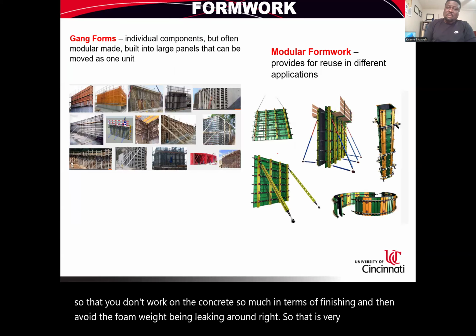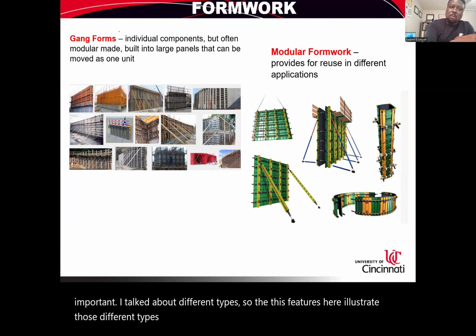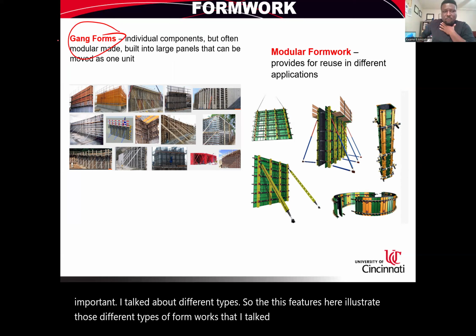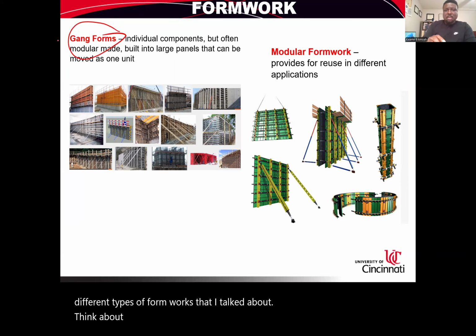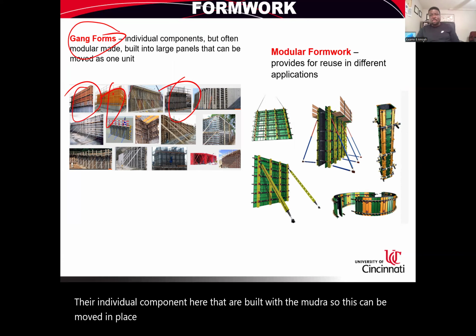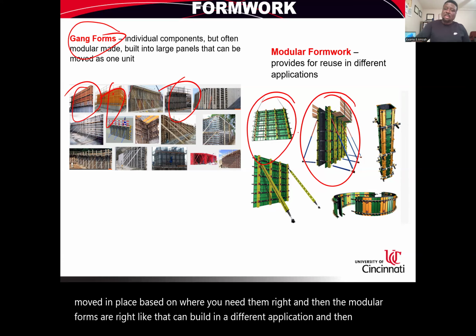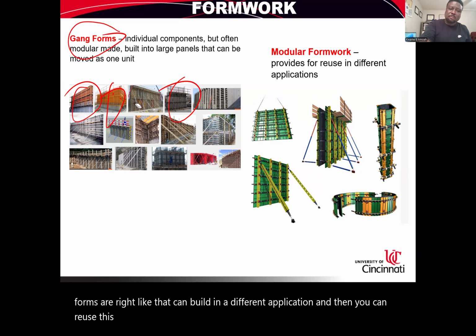I talked about different types, so these pictures here illustrate those different types of formworks that I talked about. Think about the gang forms, the individual components here that are built as modular. So these can be moved in place based on where you need them, right? And then the modular forms are like that, can be built for different applications, and then you can reuse these in different projects, right? Very important.